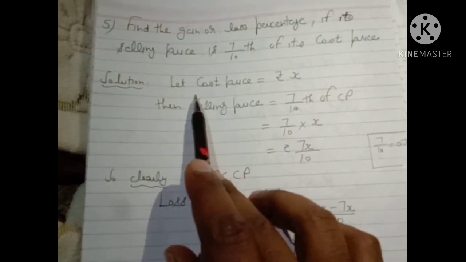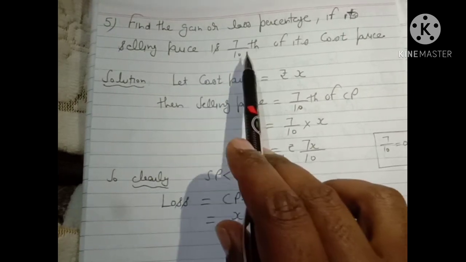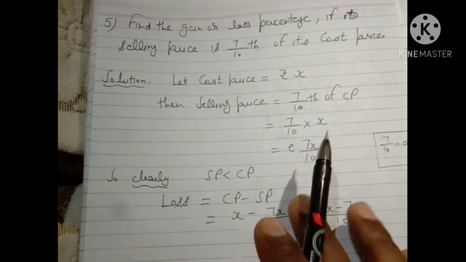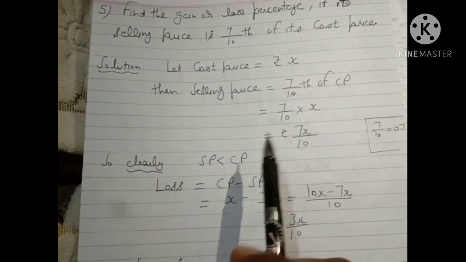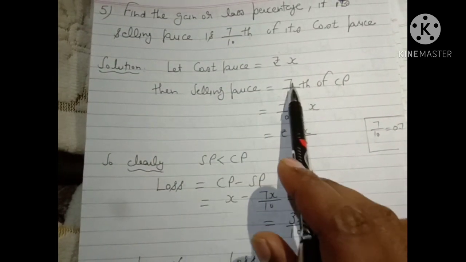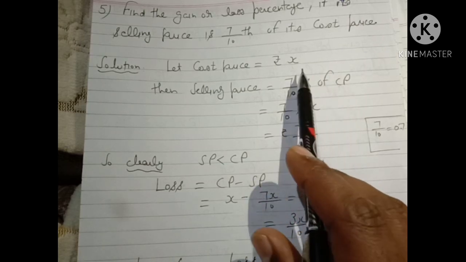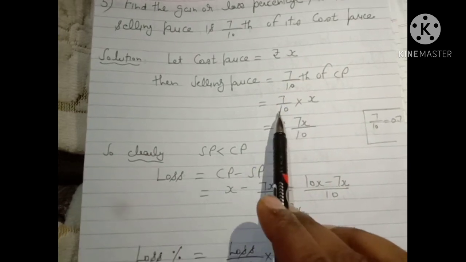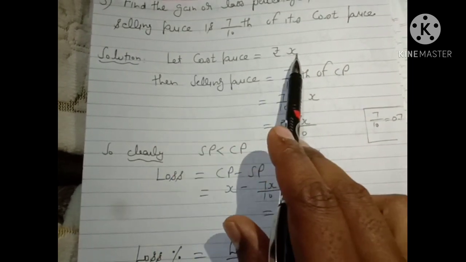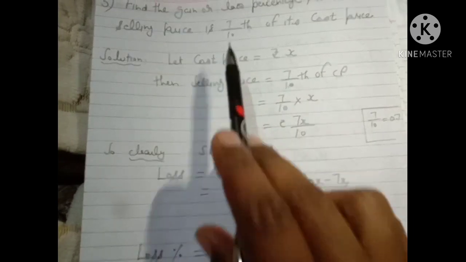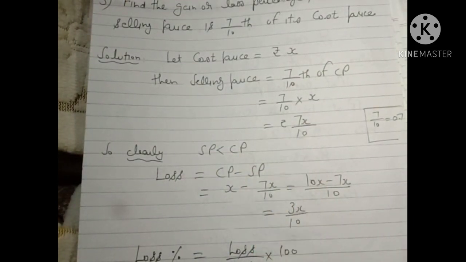So let the cost price be rupees X. Now the selling price will be 7 by 10 of CP, which is already given, meaning 7 by 10th of the cost price. So selling price is equal to 7 by 10 multiplied by the value of CP that we just assumed, that is X, so it becomes 7 by 10 into X. If the cost price is X, then the selling price according to the given condition is 7 by 10 into X, which becomes 7X over 10.